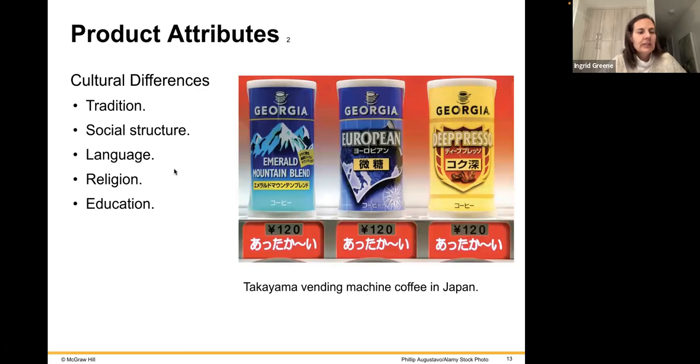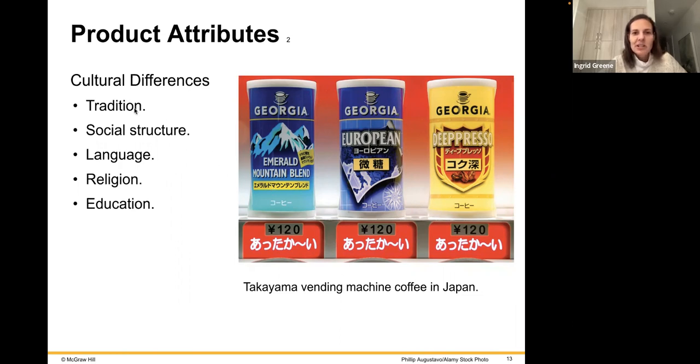So we have cultural differences. What are the 5 major cultural differences? Tradition, social structure, language, religion, education. These are all hopefully sounding familiar. There's a picture here of a vending machine of coffee in Japan called Georgia, right? How super interesting how the US markets have encouraged the Japanese to move away from tea in recent decades. And now the Japanese can be very much more into coffee as well, which maybe 3 decades ago, we would never think that that would be the case.